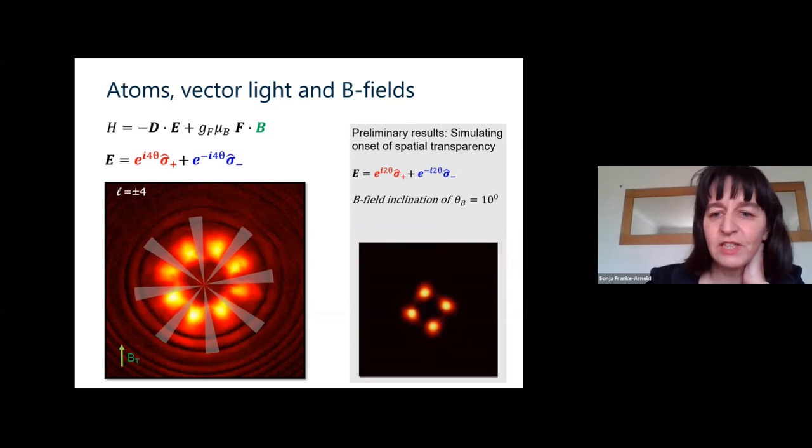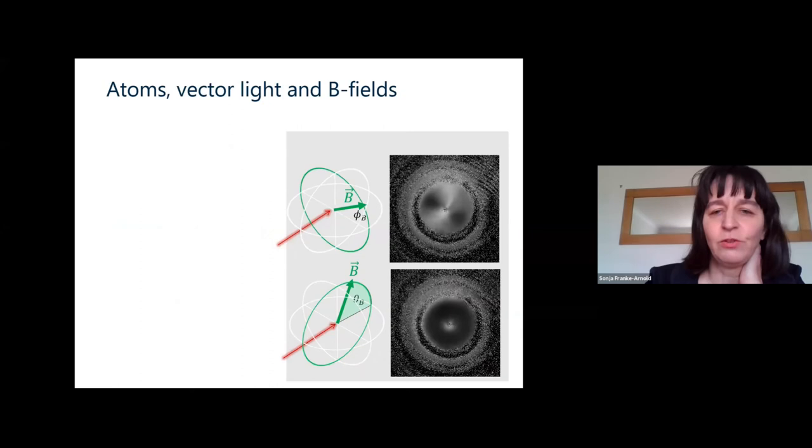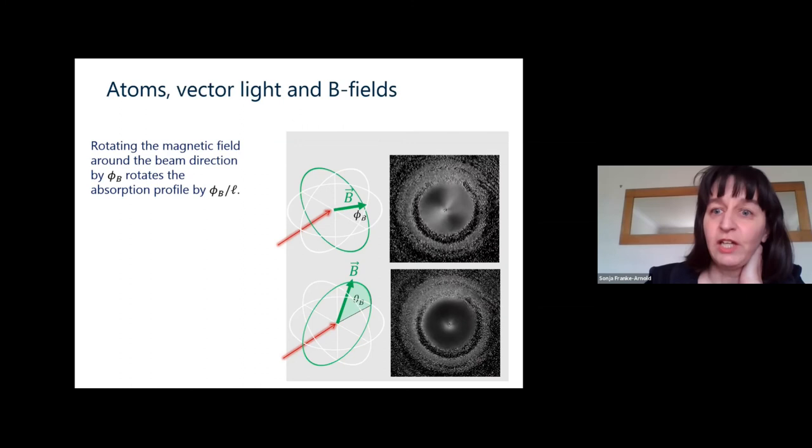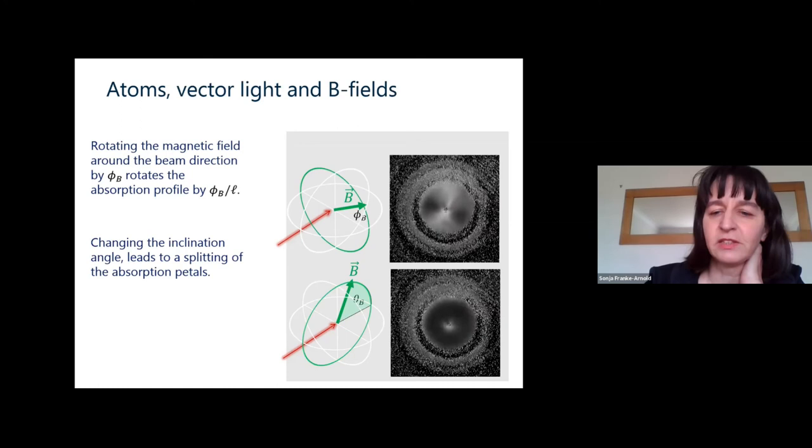And finally, I want to say that we can use this. If we rotate the magnetic field, we can change the absorption pattern, and vice versa, we can look at our absorption pattern and from that deduce the orientation of the magnetic field.